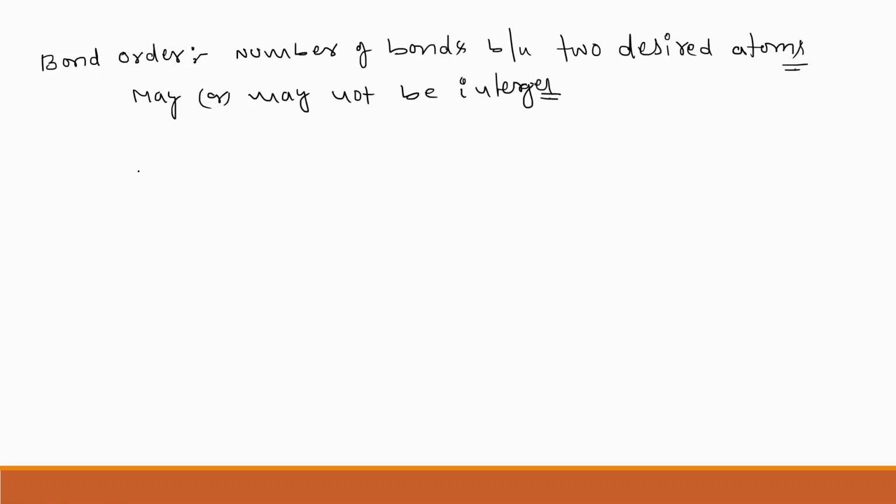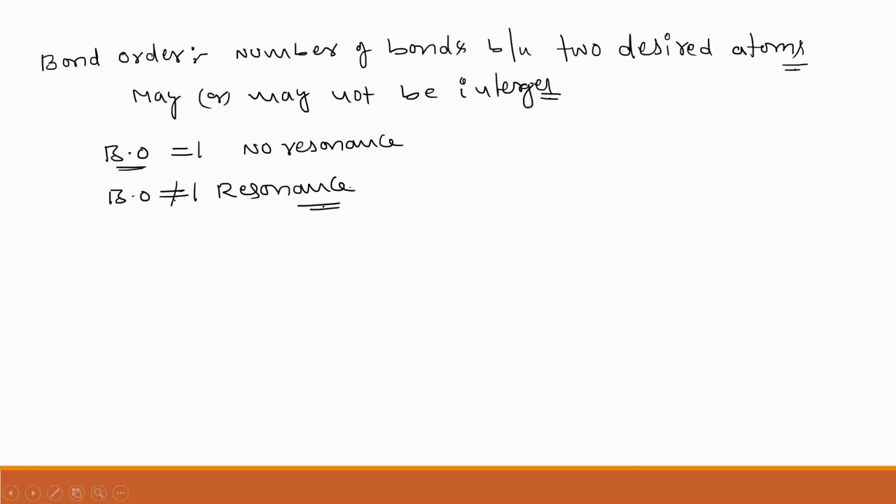And here, just remember one thing. Suppose the bond order is equal to 1, then blindly you can say there is no resonance. In general, if the bond order is not equal to 1, then resonance is possible. Just keep it in mind.